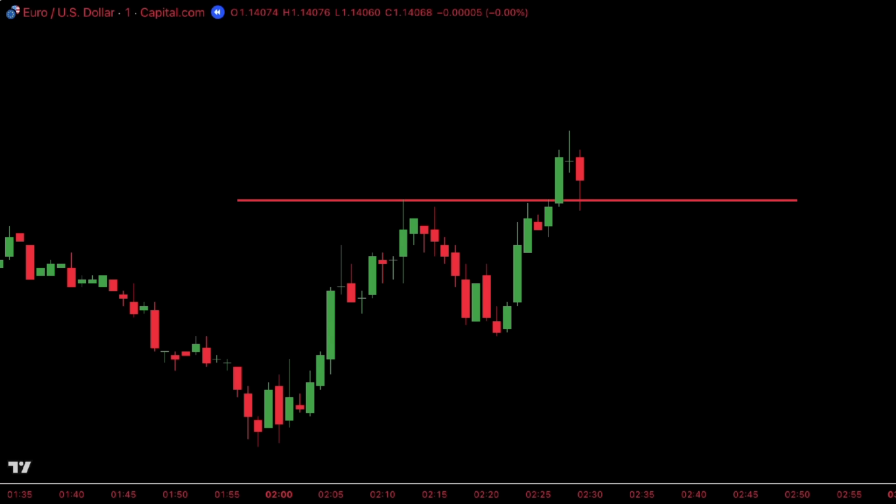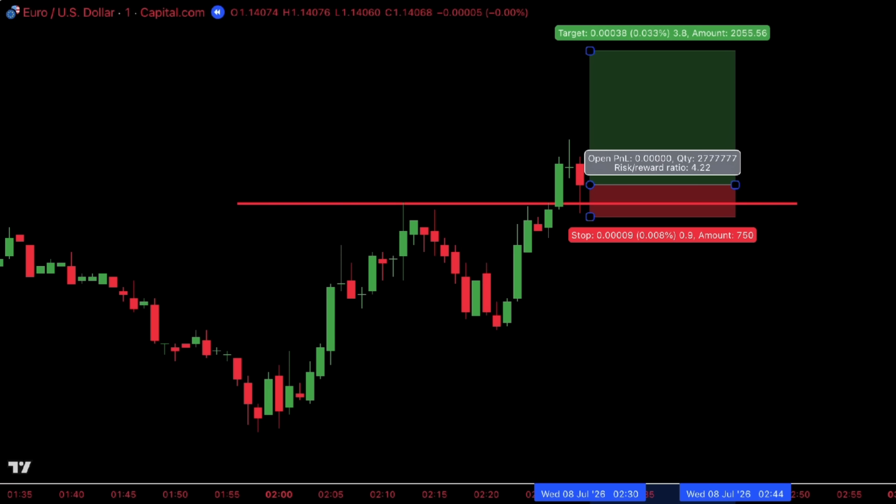As you can see, the price retraces back to the new support, and right at this level, a bullish pin bar forms. The long lower wick shows that sellers tried to push the market lower but were quickly rejected by buyers, confirming that the support level is holding. This pin bar becomes our confirmation signal.